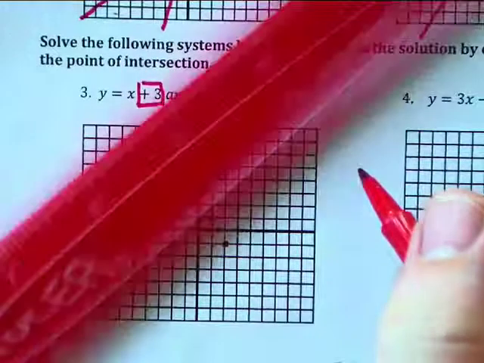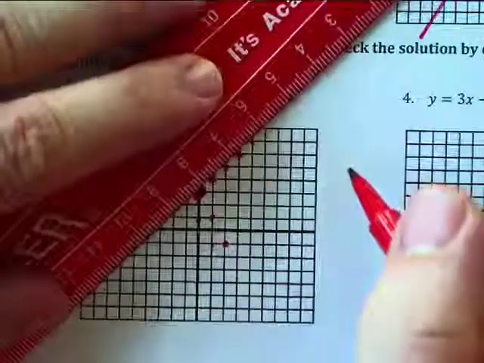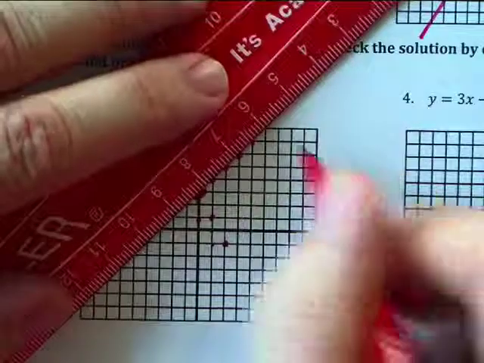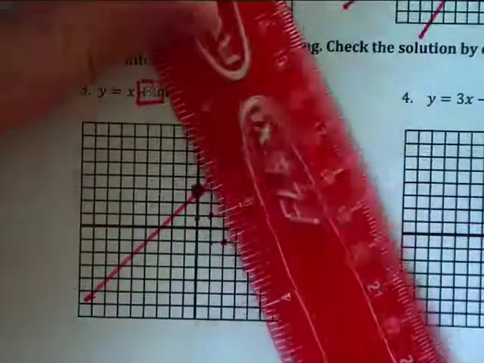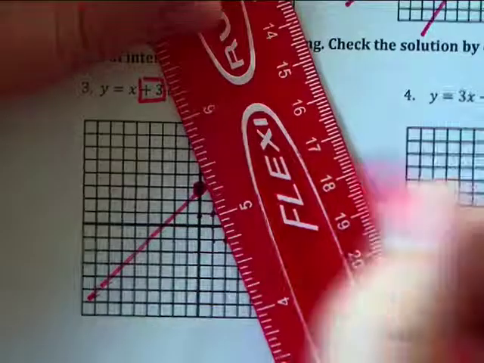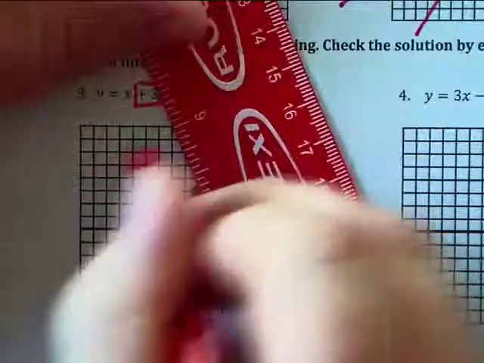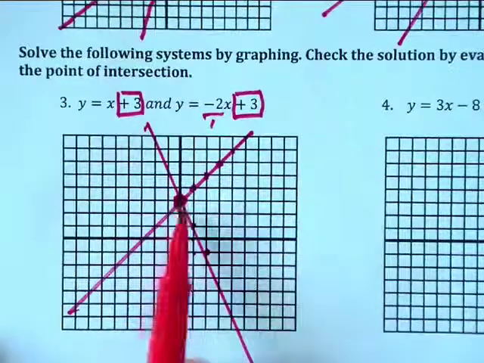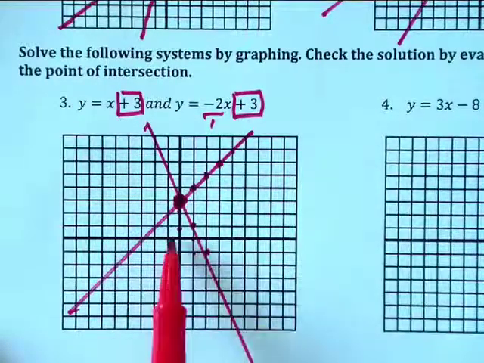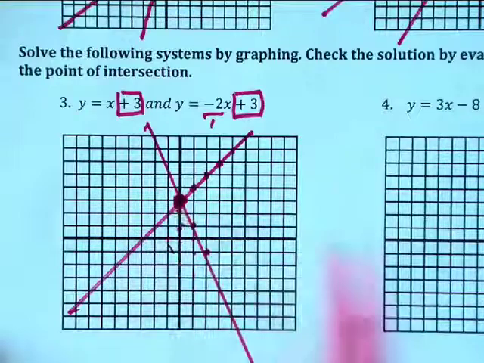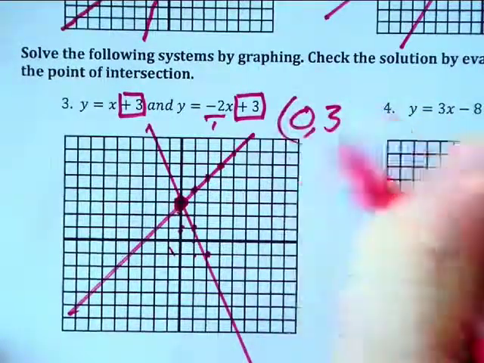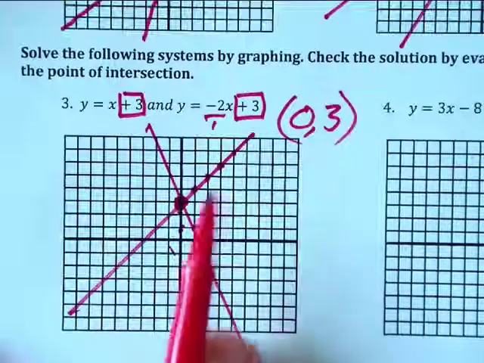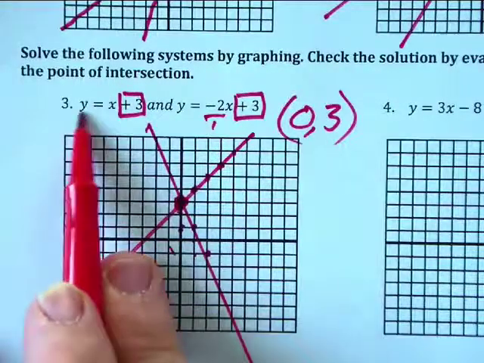And we have two lines. One that goes that way. And one that goes that way. And they cross right here at 0, 1, 2, 3. So we think the answer is going to be 0, 3. Now, does it work? Let's plug in a 3 and a 0.